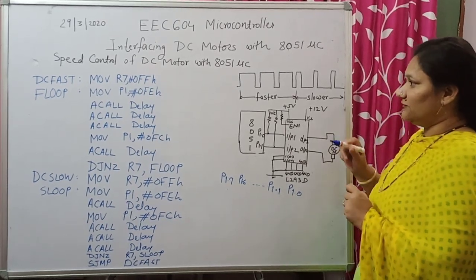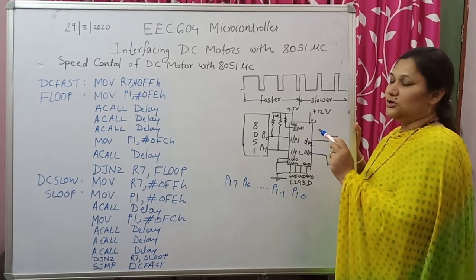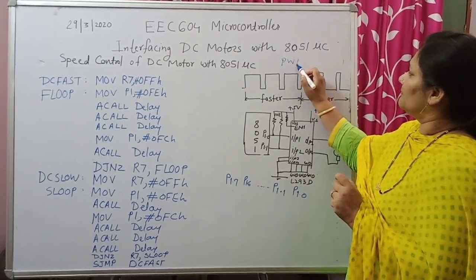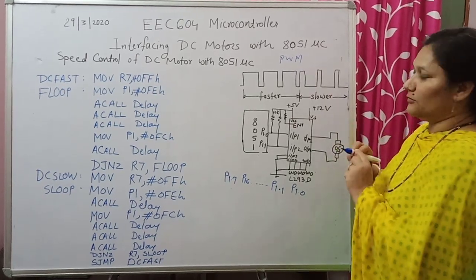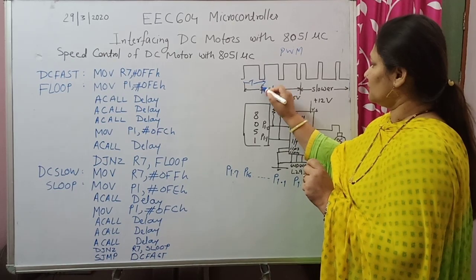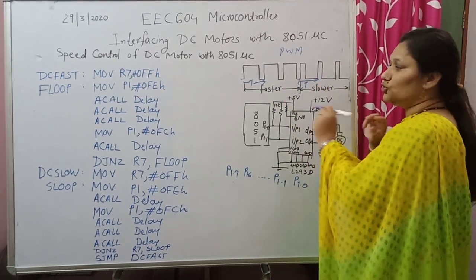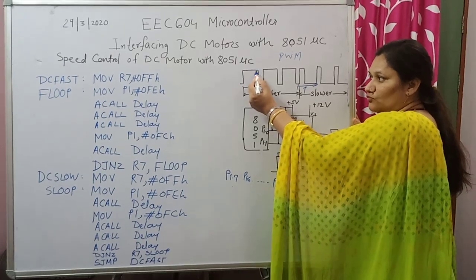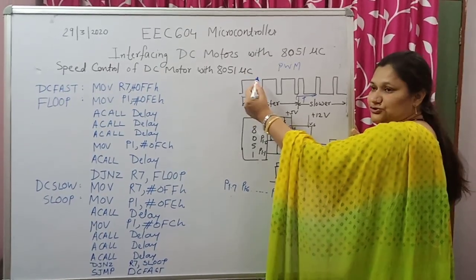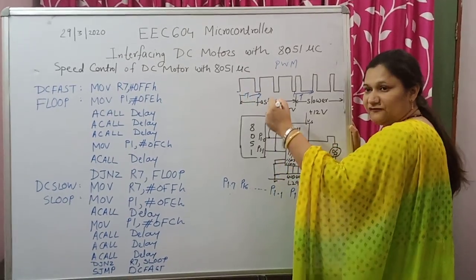Yesterday we were also discussing how the speed control of a DC motor can be done. We were talking about the PWM waveform, the pulse width modulated waveform, wherein the period T remains the same and the on time and off time are changing. When you have more on time and less off time, the motor gets a positive supply for a longer duration, so it moves faster.